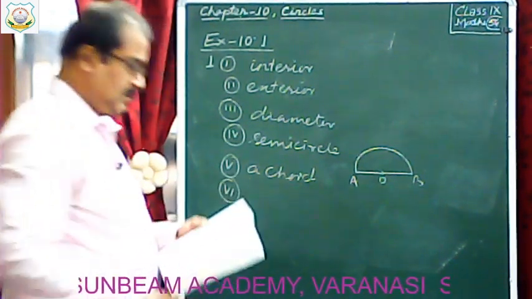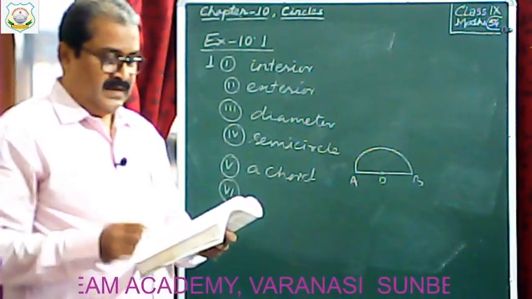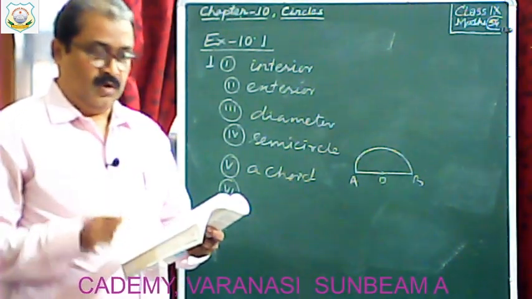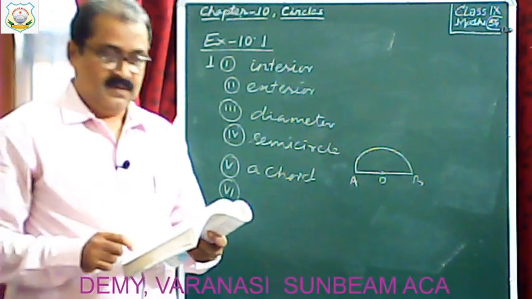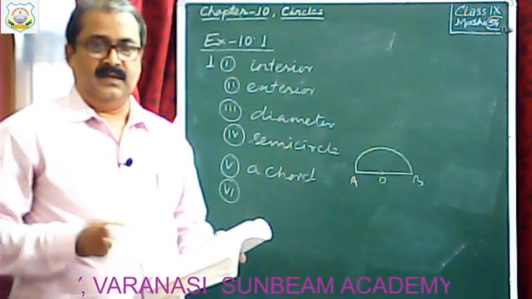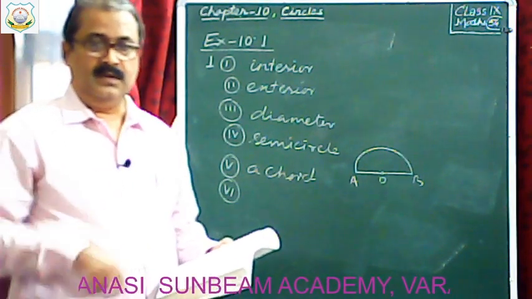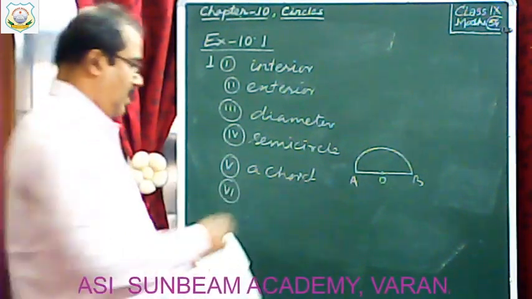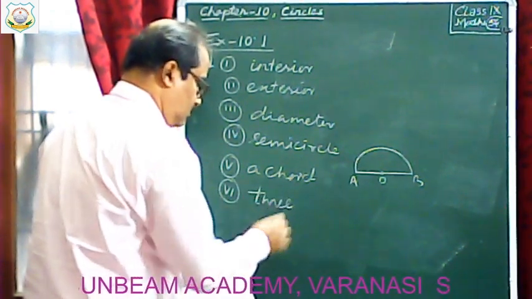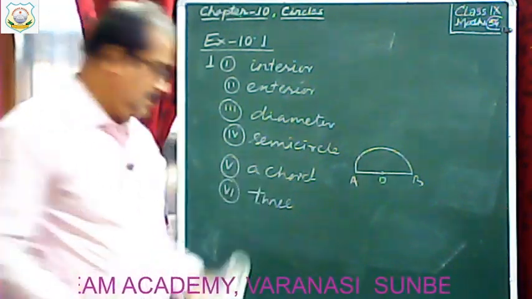Sixth, a circle divides the plane on which it lies in dash parts. I said a circle divides a plane in how many parts? 3 parts. Exterior, interior and on the circle. So 3 parts. Okay, and thereafter the true false ones we have done.